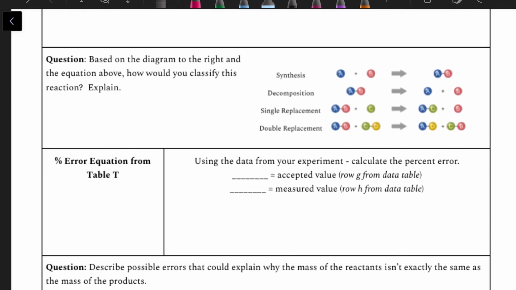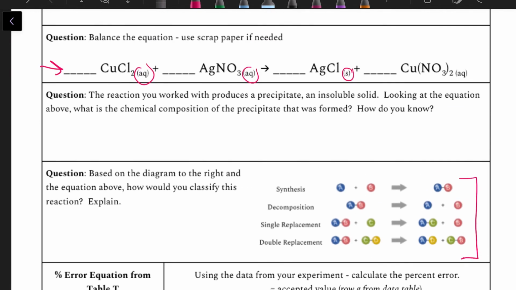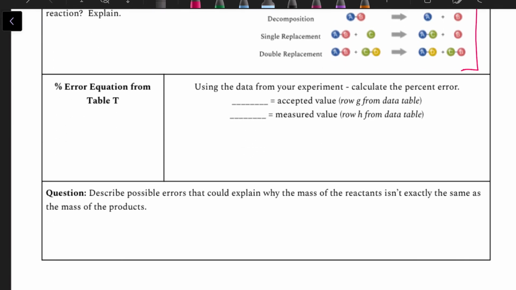Another question is looking at types of reactions. So based on this picture and based on that equation, which type of equation do you think that is? Then you have some percent error, and it tells you what your accepted value should be, what your measured value should be. So make sure you are reading the data table carefully. Then your last question is, well, if your masses don't match up, why do you think that happened? So talking about where things could have gone wrong, where error might be.